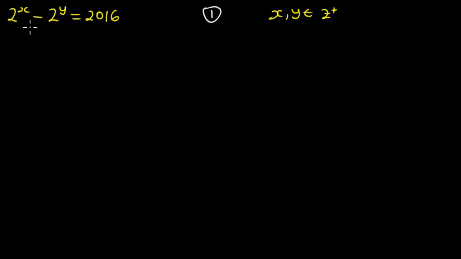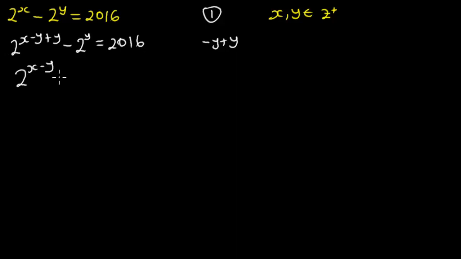With our method 1 we are going to focus on the first term over here, 2 exponent x. From here I'm going to add and then subtract y from the exponent. Doing that, I'm going to have 2 exponent x minus y plus y, minus 2 exponent y, is equal to 2016. Over here, I'm going to rewrite the first term as 2 exponent x minus y times 2 exponent y using the law of indices, minus 2 exponent y is equal to 2016.